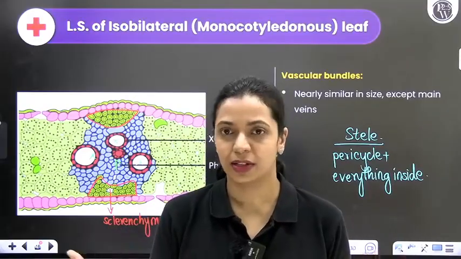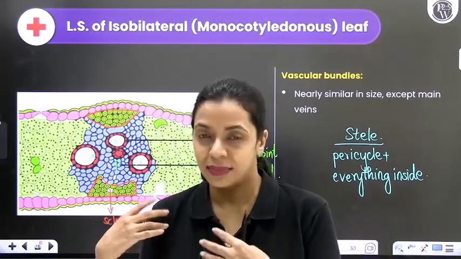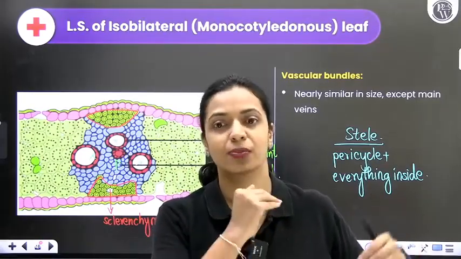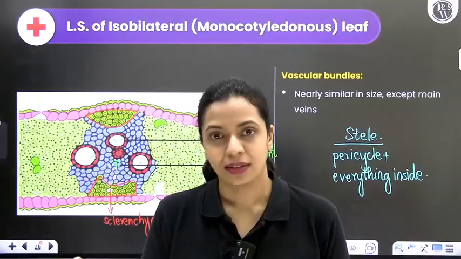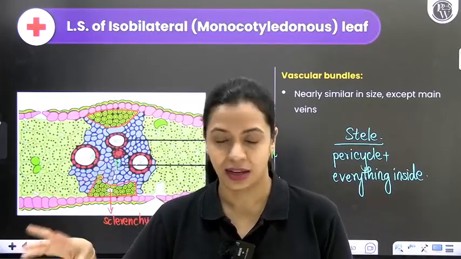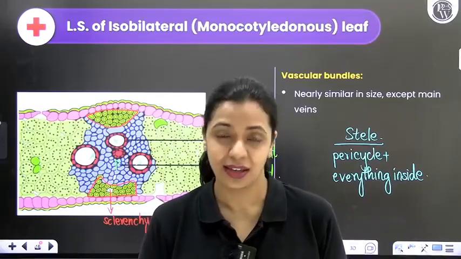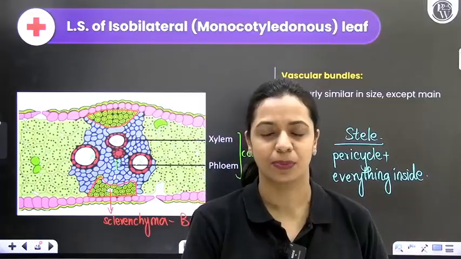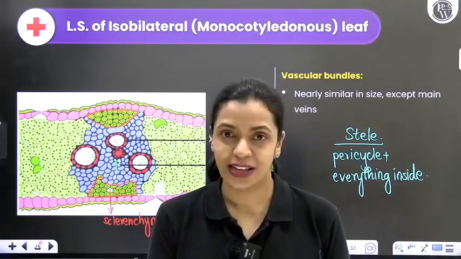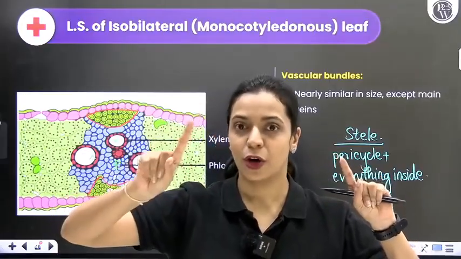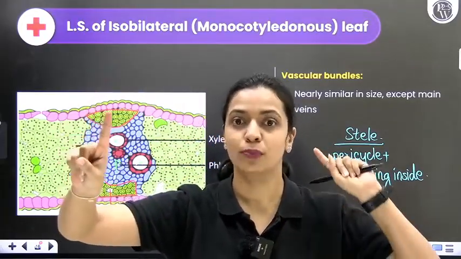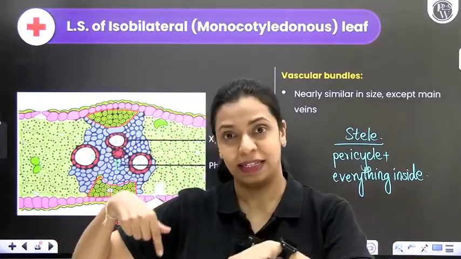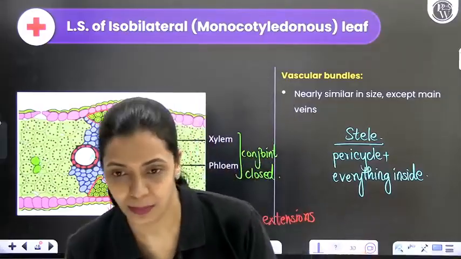Vascular bundles, both of them are conjoined and closed. In dicot, you have a parenchymatous bundle sheath. In monocot, you have sclerenchymatous bundle sheath extensions. In dicot leaf, the size of the vascular bundles will vary, but in monocot leaf, the size of the vascular bundles is nearly the same except for the main midrib. The size of vascular bundles is uniform in dicot stem and monocot leaf. The size of vascular bundles varies in dicot leaf and monocot stem. Keep that in mind.